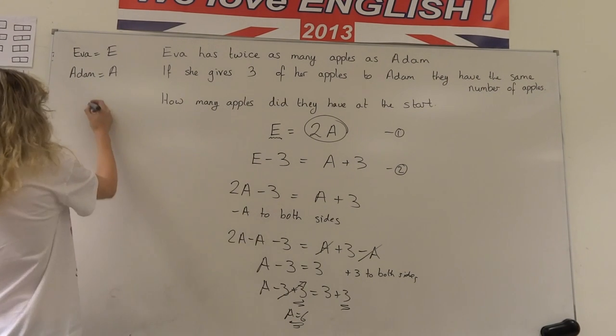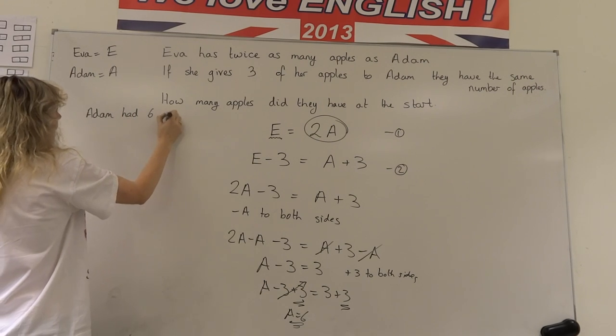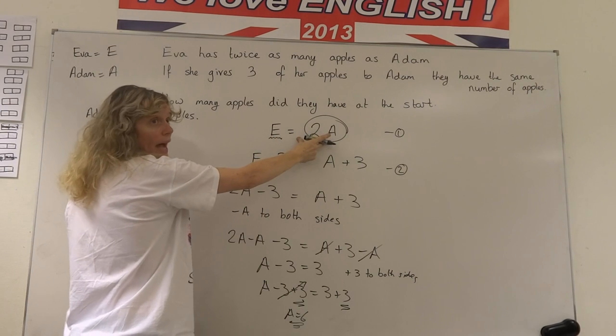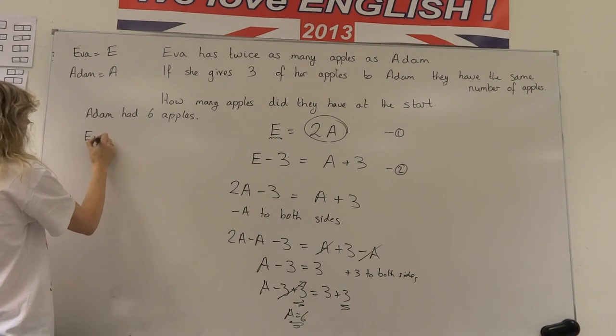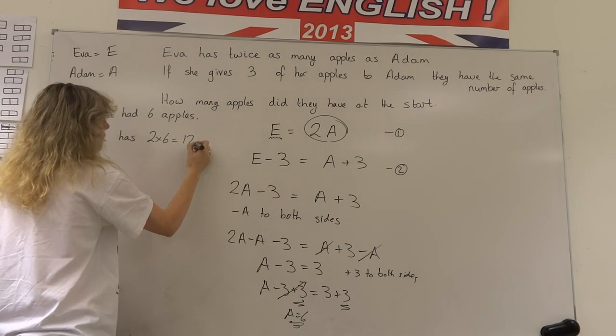So now we know that Adam had 6 apples. We know that Ava had double what Adam had. Ava has 2 times 6 equals 12 apples.